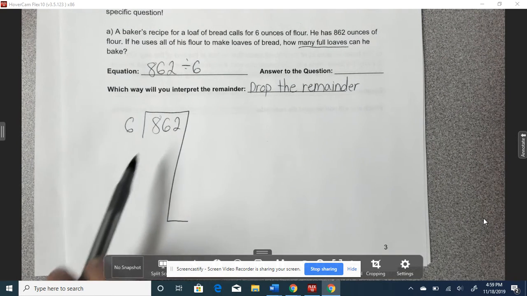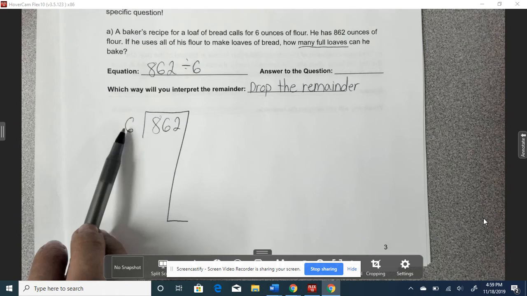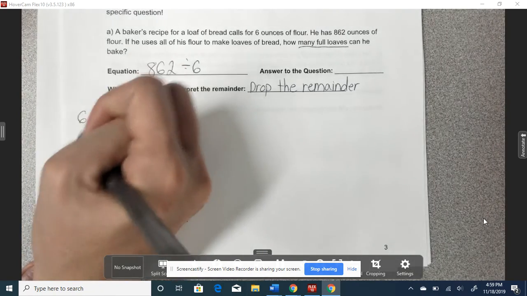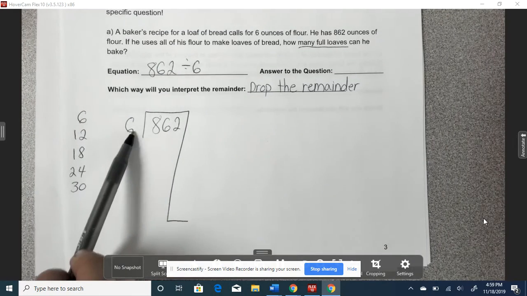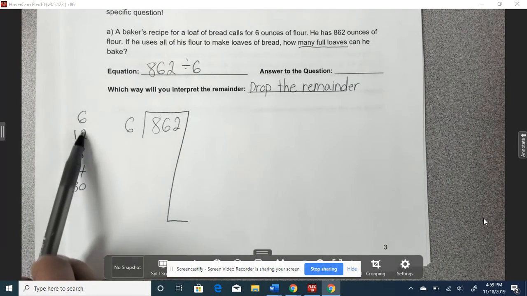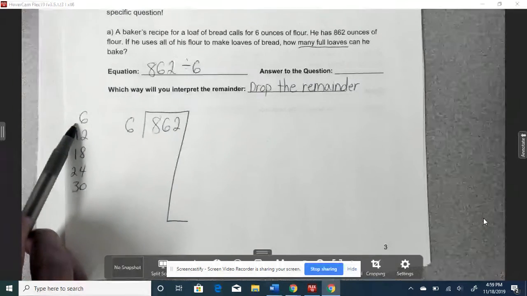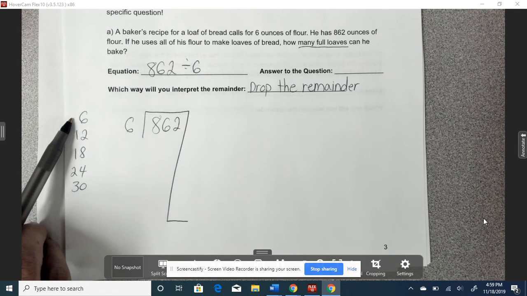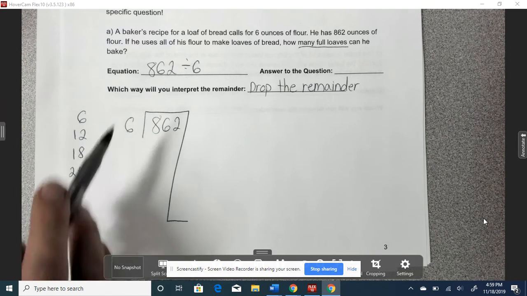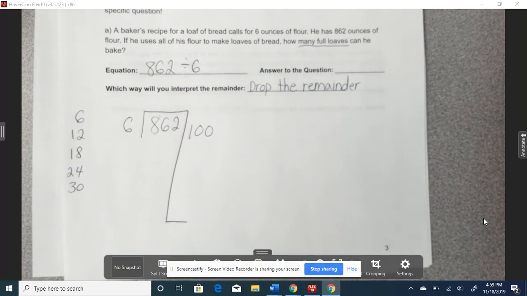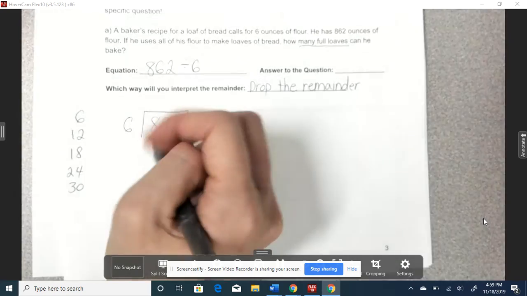We can start by seeing 800s cannot be split into 6 groups. Let me write my multiples out: 6, 12, 18, 24. Okay, so 800s can be split into 6 groups. Now I need to look at my multiples to see which one's going to get closest to 8 without going over. I see that 6. So 6 is the first multiple of 6 because 6 times 1 is 6. Over here, I'm going to write 100 because we're splitting up 8 hundreds. So 6 times 100 is 600.